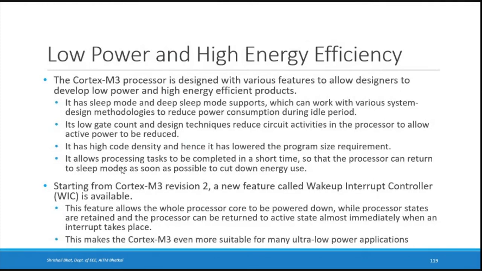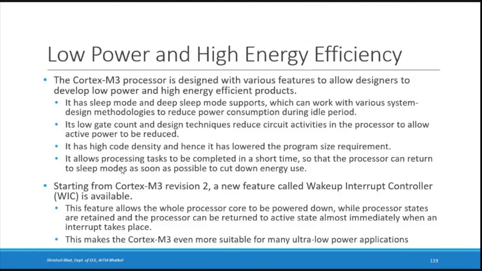And then there are some characteristics of Cortex M3, like low power and high energy efficiency. We have seen this, right? The Cortex M3 processor is designed with various features to allow designers to develop low power and high energy efficient products. It has different modes for low power utilization, like sleep mode and deep sleep mode, which can work with various system design methodologies to reduce power consumption during idle periods. Its low gate count and design techniques reduce the circuit activities. There are lesser gate counts, therefore it allows active power to be reduced. If fewer devices are turned on, the power utilized is less.